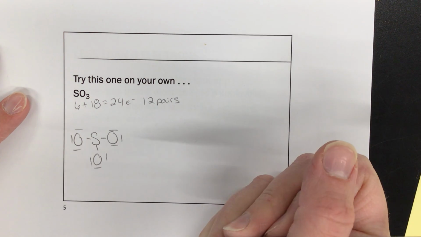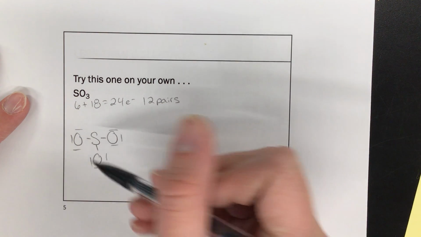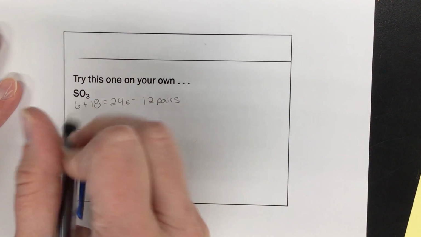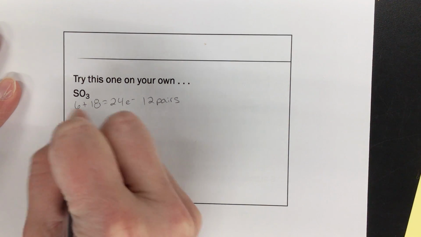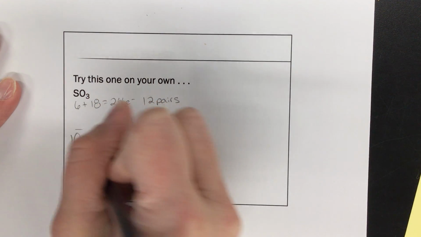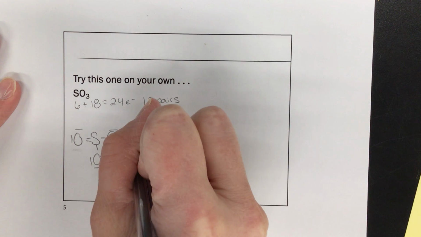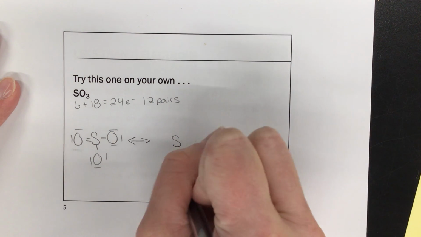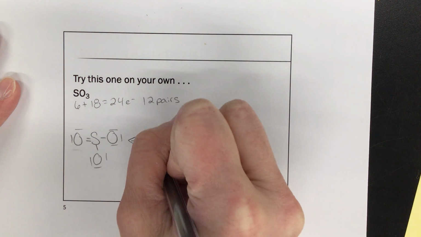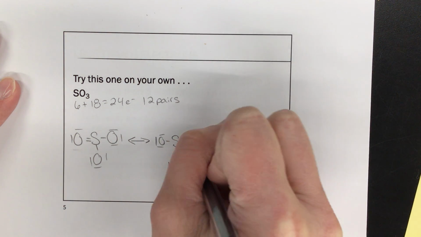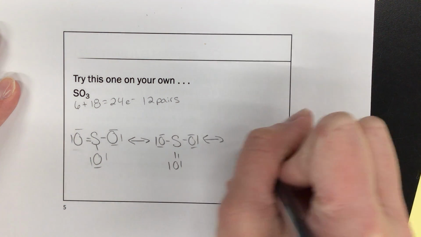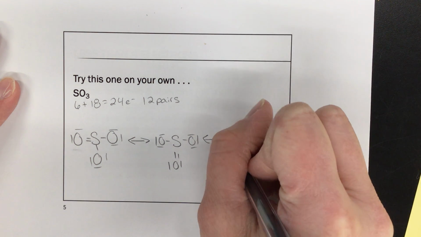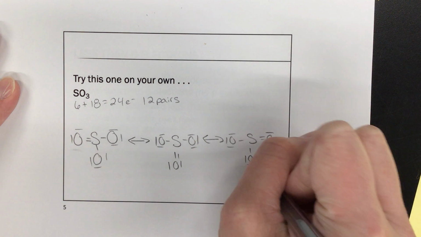I need one double bond here, but it does kind of matter where it comes from. So I like to start on the left and work my way to the right to make sure I get all of my structures in there. So there's my first option with a double bond on the left. Here's my second option with the double bond on the bottom. And here's my third option with the double bond on the right.